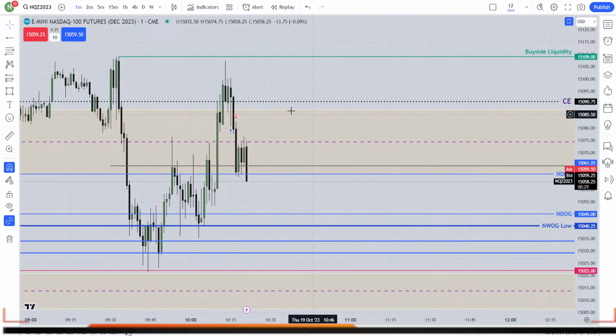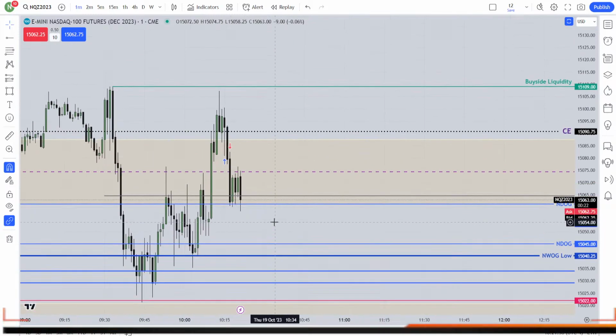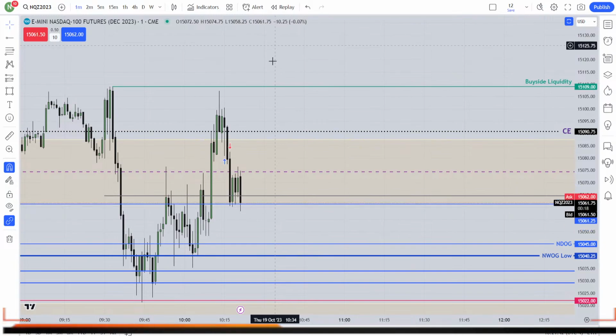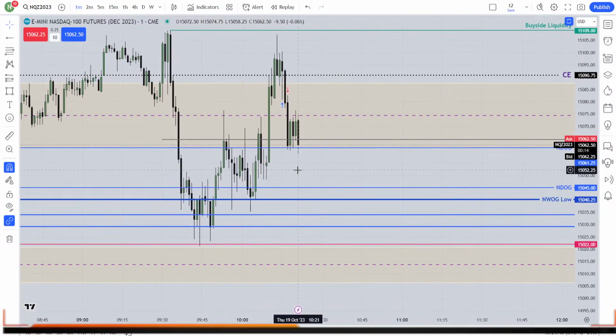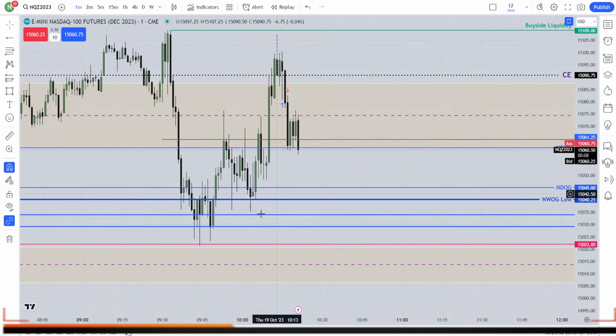We are inside this opening gap, and I am expecting that it can go lower, it can take the sell side liquidity, but it has to go above. That is my expectation. It can go a little lower, I don't mind that, but it has to take the buy side liquidity. I would like to go to the macro today. I want to see how it works.